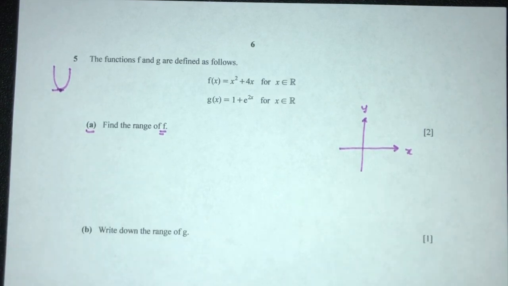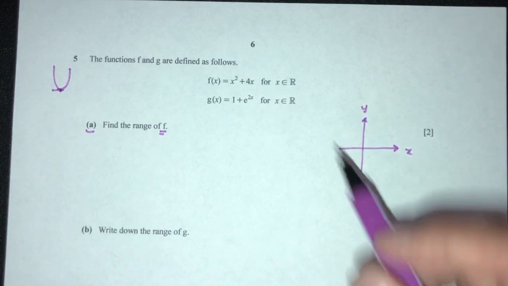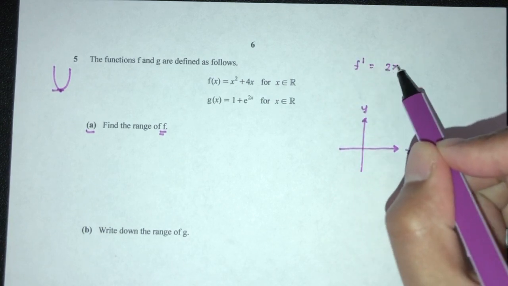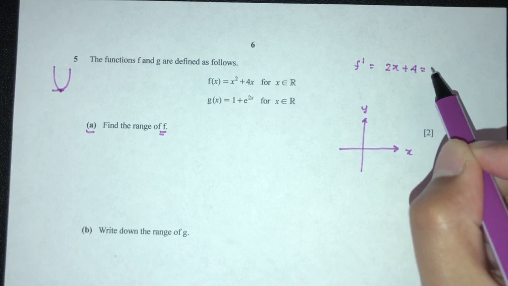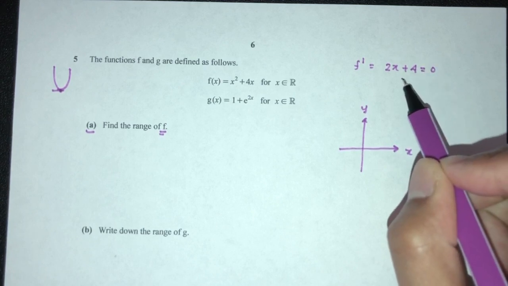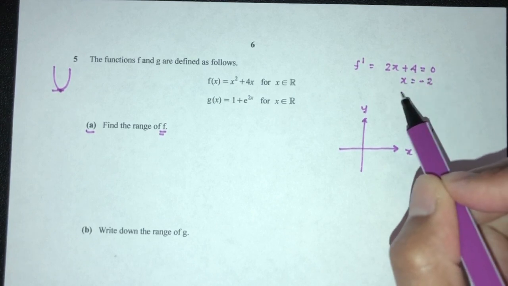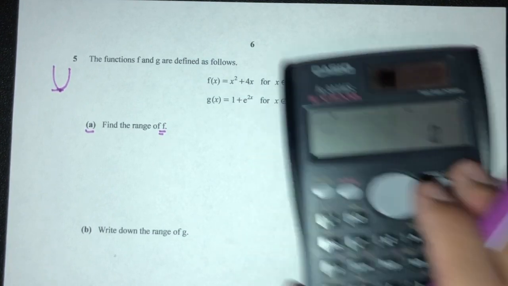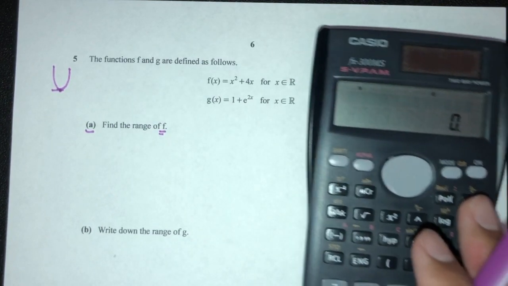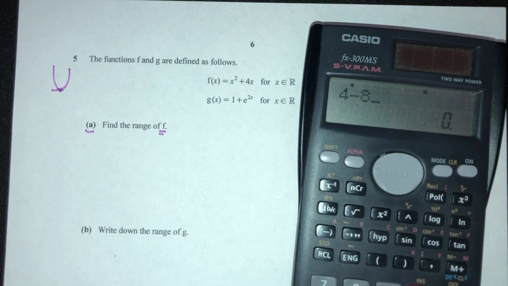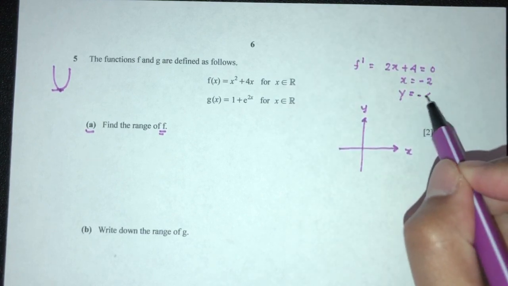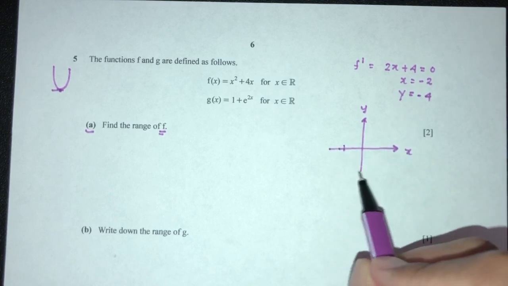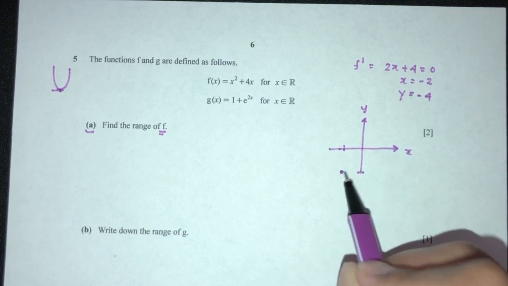As you know, there are many ways to do that. One of the ways is obviously to find dy by dx, or f prime. That will be 2x plus 4. Then we equate that to 0, so x will be minus 2. What will y be? Replace back in here. That will be minus 2 squared, which is 4, minus 8. That should be minus 4. So the minimum point will be minus 2, minus 4, somewhere over here.